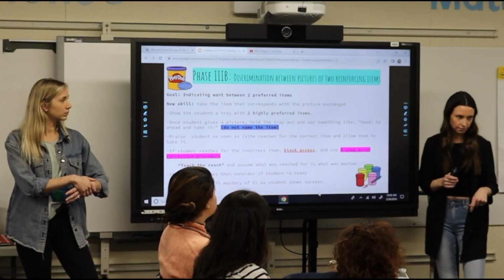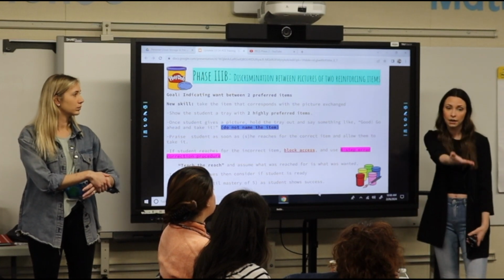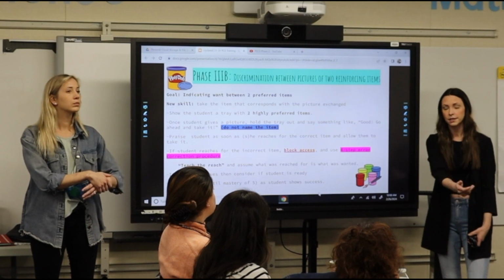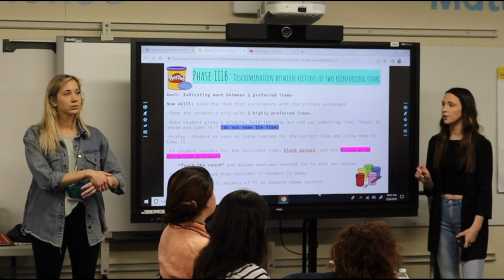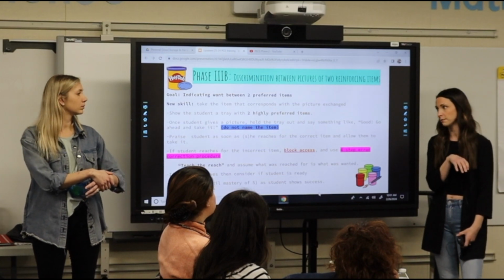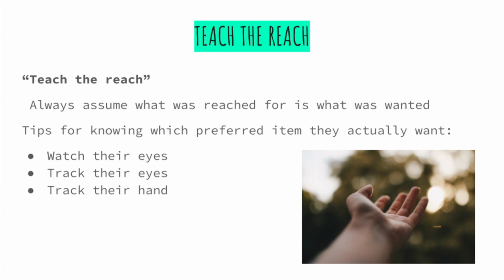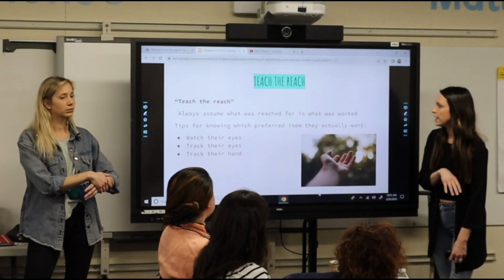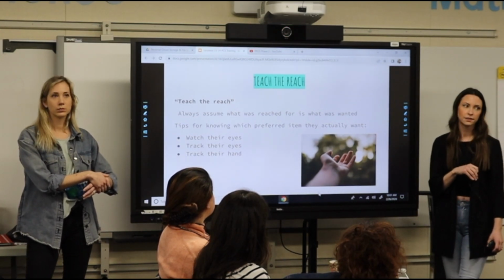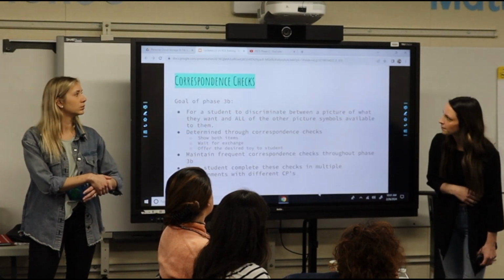We're gonna add another icon. Then we're gonna do the same thing. And you could do this 4-step error correction, just keep your icons close, cover up the ones that you can tell they don't want. And you just keep doing that until you get up to 5 pictures on the front of the book, all 5 are preferred items. Teach the reach. Again, always assume what was reached for is what they wanted. Tips for knowing which preferred item they actually want: watch their eyes, track their hand. When we practice this, it'll make more sense.